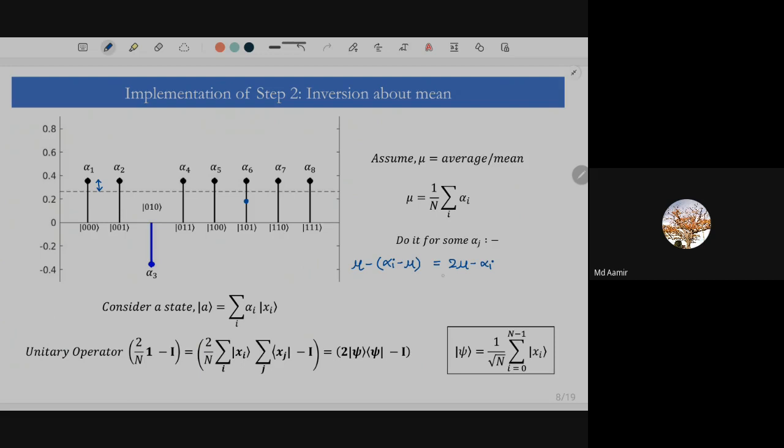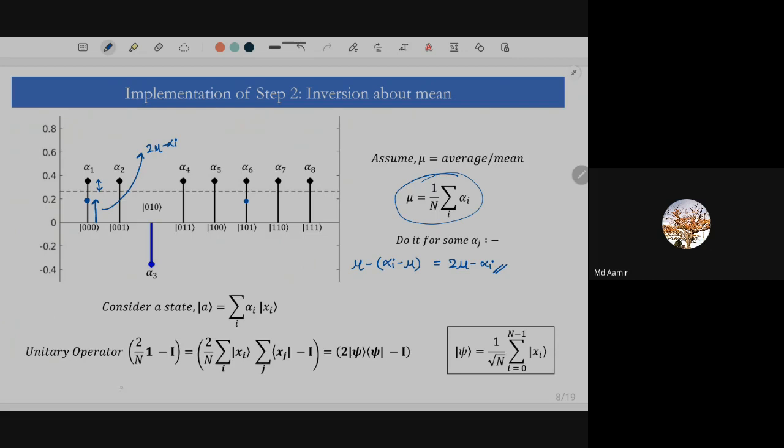So this will be the height of this part: 2 mu minus alpha_i, and mu is simply the average of the amplitudes. This one is a classical calculation. This can't be implemented here. This is just for mathematical understanding, of how we find this height, and that can be found by using 2 mu minus alpha_i.